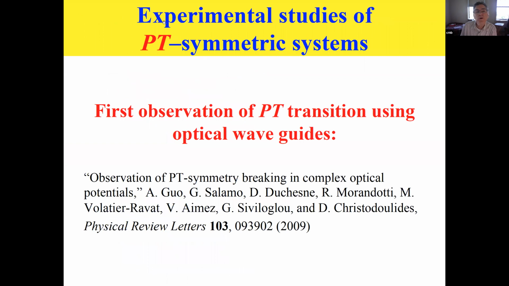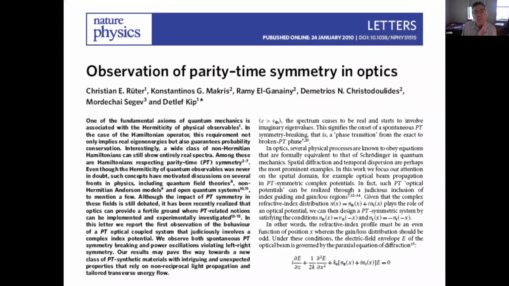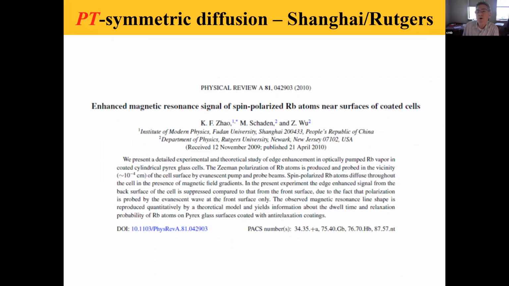Okay, so here are a few examples of some of the experimental studies. The first observation of the PT transition using optical waveguides, I showed you a picture of that, and it was published in Physical Review Letters back in 2009. Here is a much better study of that PT transition, which was published in Nature. This is some work that was done in Shanghai and Rutgers on a PT-symmetric study of rubidium atoms.